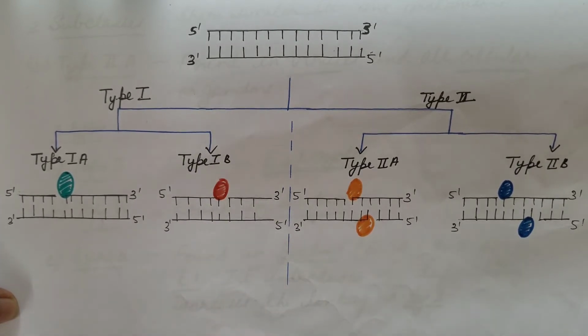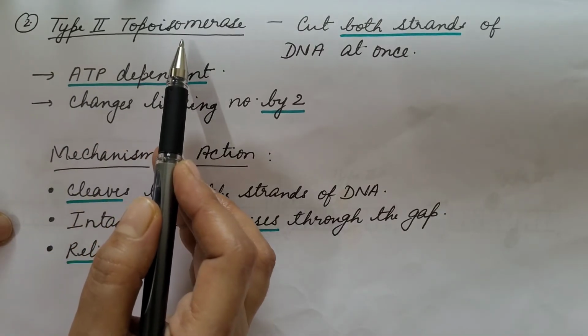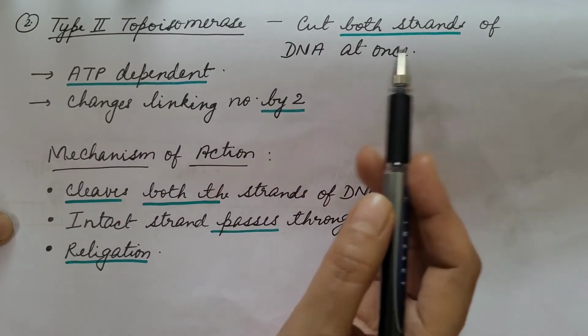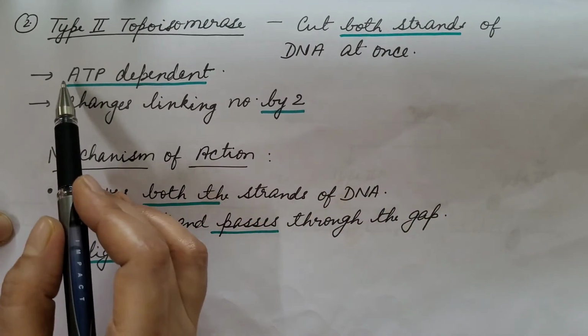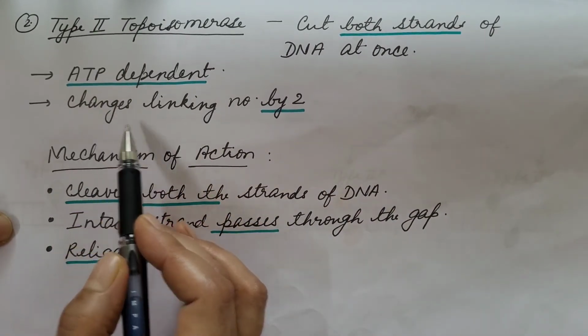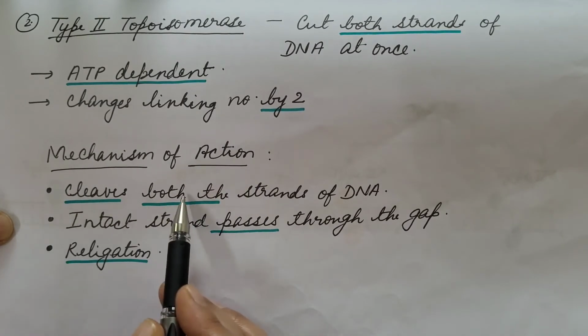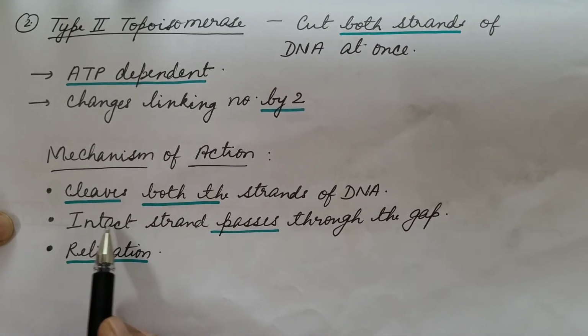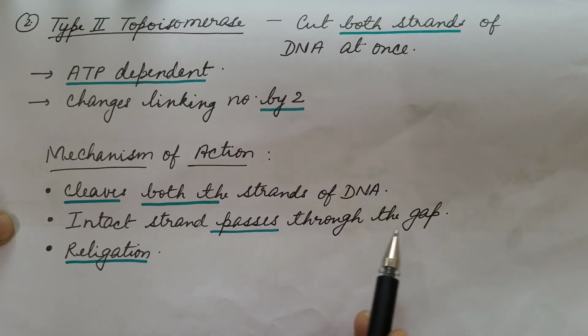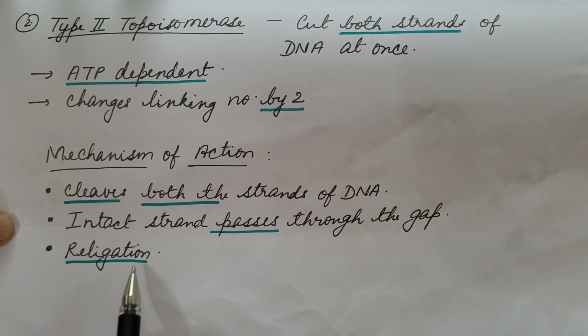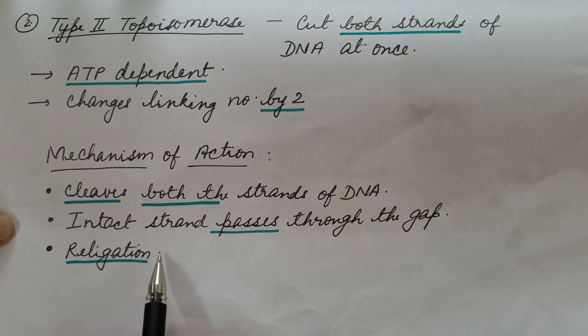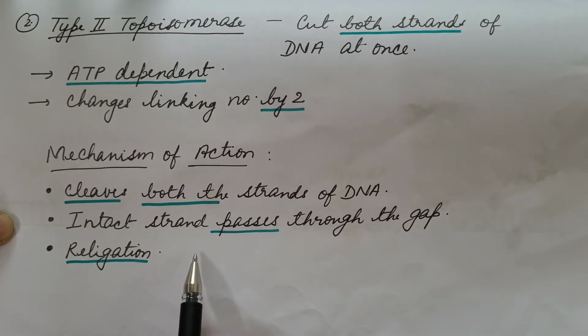Second is type 2 topoisomerase. It cuts both strands of the DNA at once. It is ATP dependent and it changes the linking number by 2. Mechanism of action: it cleaves both the strands of the DNA. The intact strand passes through the gap, and then the religation or the rejoining of the cleaved strands takes place.